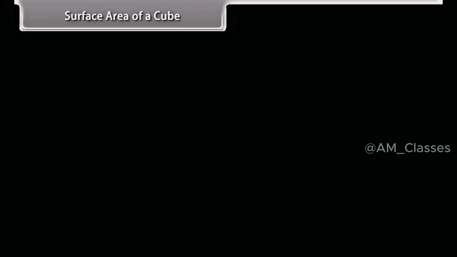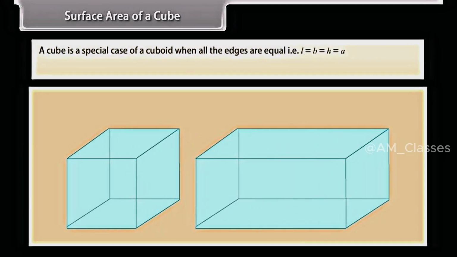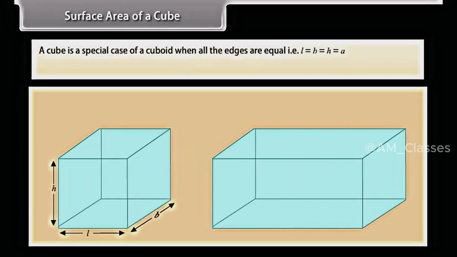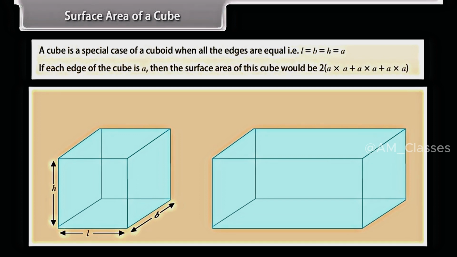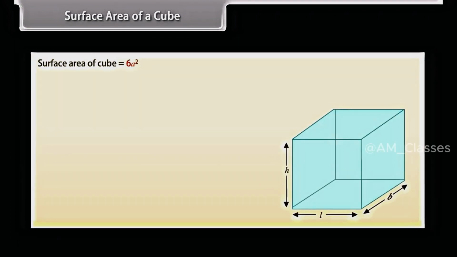Surface area of a cube. A cube is a special case of a cuboid when all the edges are equal. That is, L is equal to B, which equals H. If each edge of the cube is A, then the surface area of this cube would be 2 into (A into A plus A into A plus A into A). Or we can write it as 6A square.